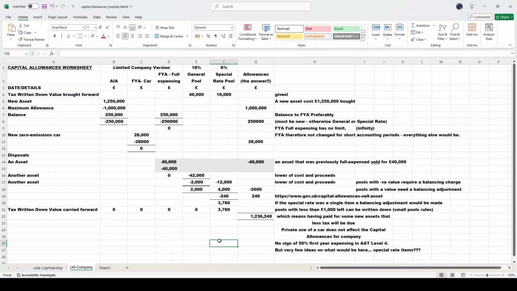A couple of other little notes there. We've already mentioned we've spent a lot of money on new assets, so we're paying a lot less tax in the immediate future, or next tax bill. Private use of a car doesn't affect the capital allowances for a company, one of their trick questions. I haven't seen any reference to the 50% first year expensing. This is for special rate items, so it'll be something like a second-hand car with high emissions. It's hard to work out even when you look at HMRC's website. I suspect anybody coming across one of those will be ringing HMRC or writing to them for an answer.